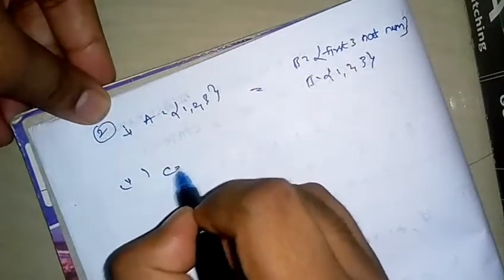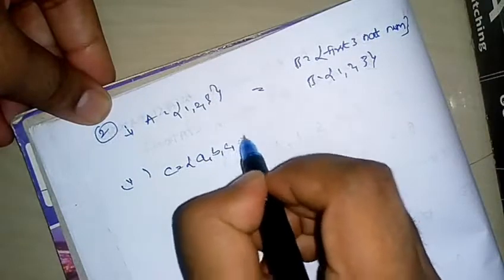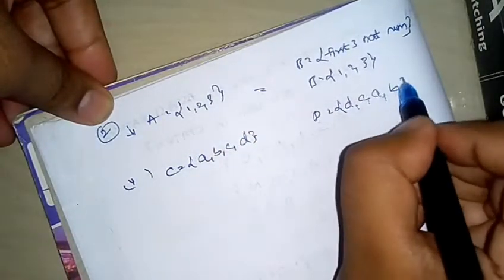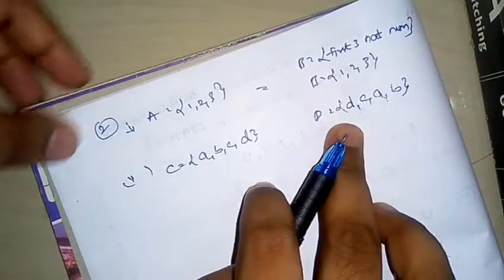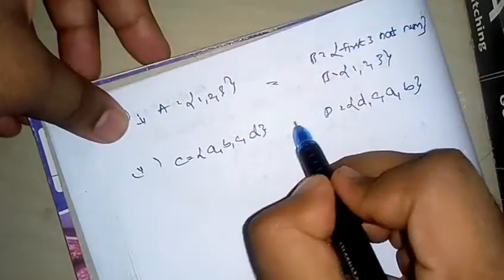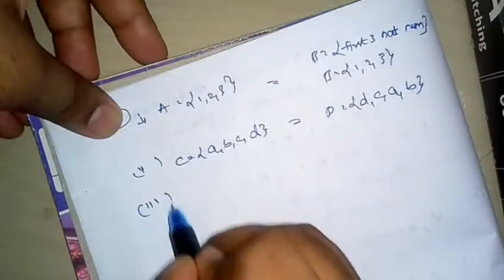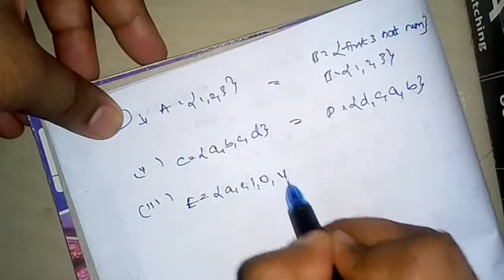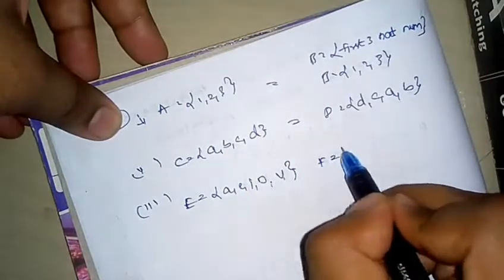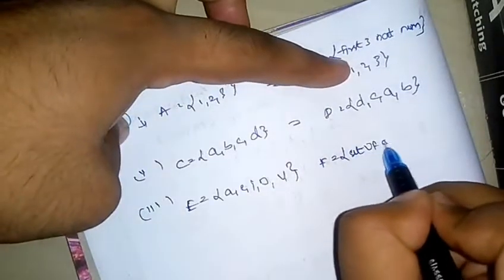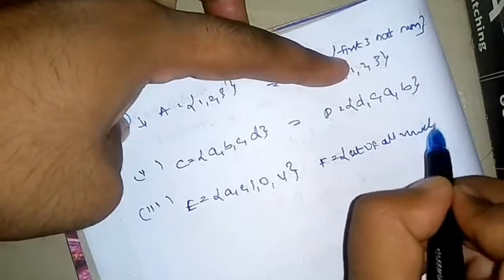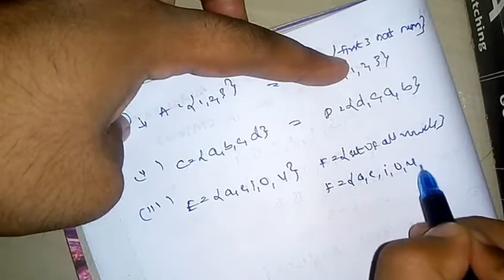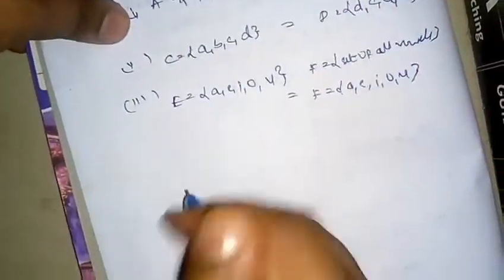Second one, C is equal to {A, B, C, D} and D is equal to {D, C, A, B}. All elements present in C are there in D, and all elements present in D are there in C. Therefore these two are equal. Third question, E equals {A, E, I, O, U}, F is equal to the set of all vowels. So F will be equal to {A, E, I, O, U}. So these two are equal sets.